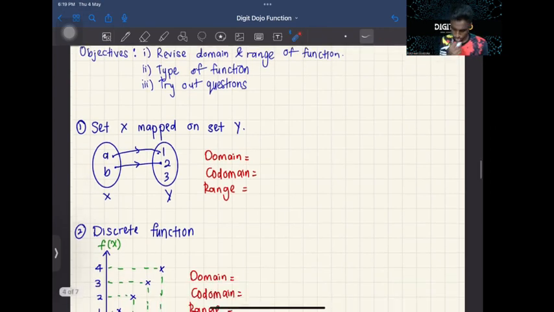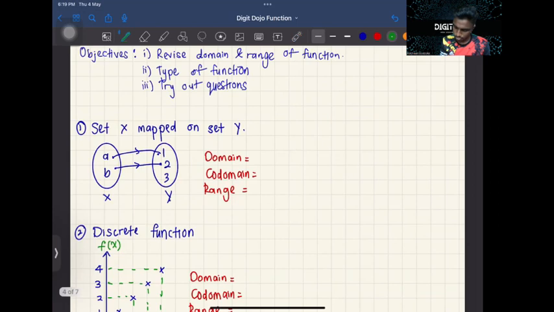Okay, so first, let's check it here. Set X mapped on set Y. Okay, set X, this is the set X mapped on set Y, which means we know what is domain here. Set X is the domain. So we have to write them in set notation. Remember, domain, we have to write in set notation. And what are the elements in set X? A and B. And close the set notation. Okay, this is how you need to answer in examination.